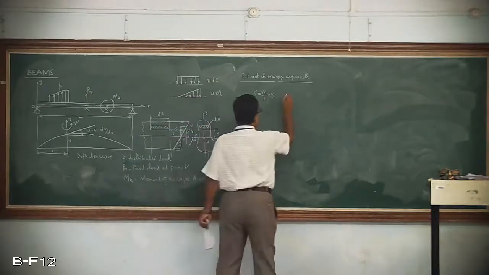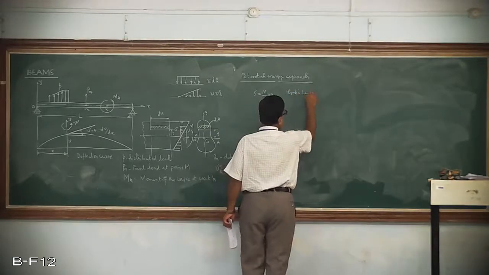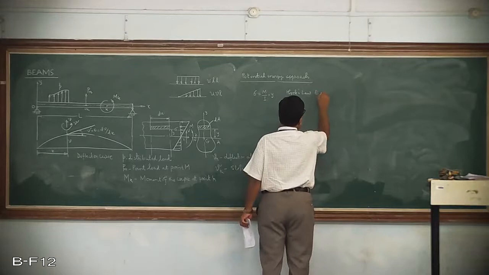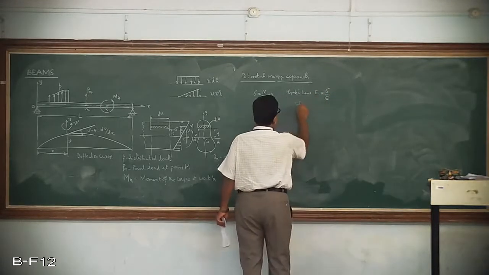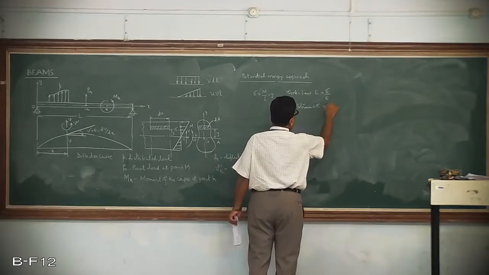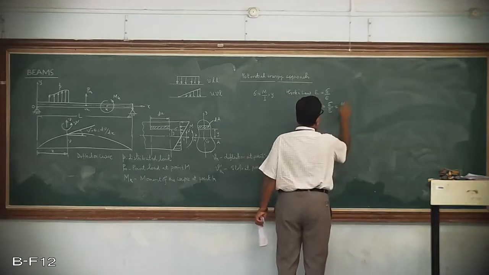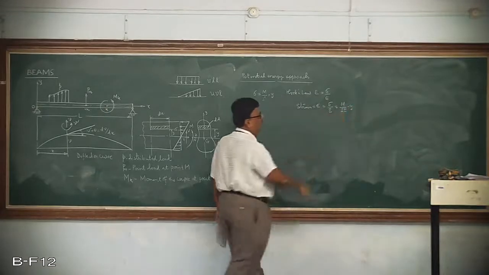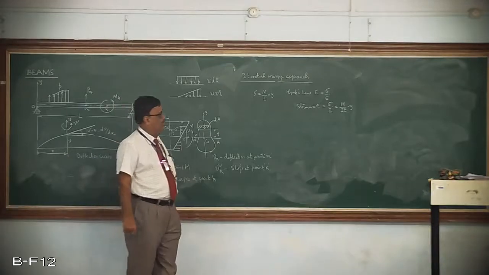And according to Hooke's law, you know that Young's modulus is given by stress upon strain. Therefore, strain epsilon is equal to sigma upon E, and if you substitute this, it is M by IE into y. This is what we can find out for the linear strain. This is the linear stress and linear strain we are getting.